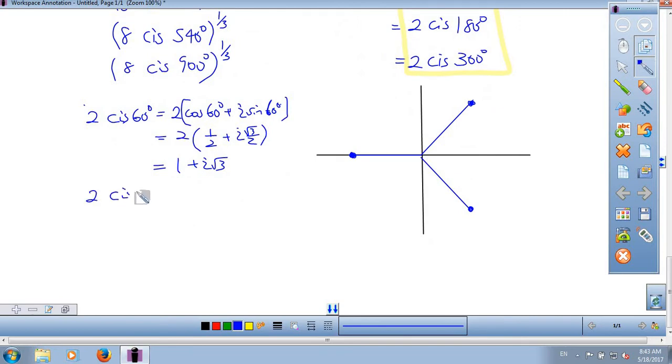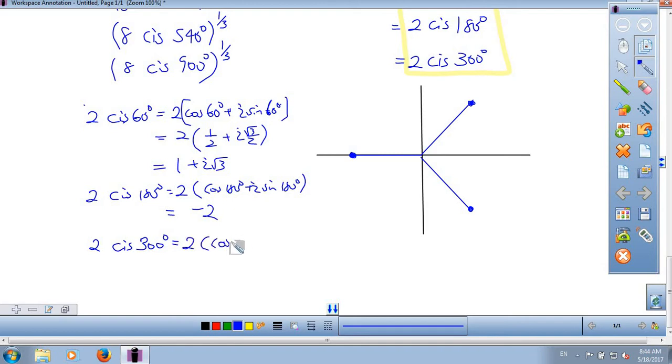And 2 cis 180 degrees is going to be equal to 2 times cosine of 180 degrees plus i sine of 180 degrees. Now, cosine 180 degrees is -1, so this becomes -2, and i sine 180 becomes 0. And we know -2 is the cube root of -8, right? -2 times -2 times -2 is -8, so that is the cube root. But if we solve it using only real numbers, we only get -2. We would not get 1 plus i square root 3.